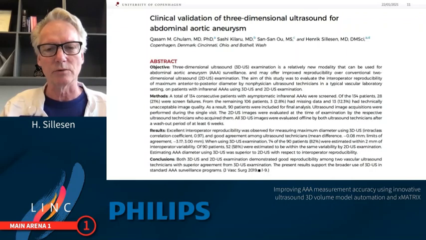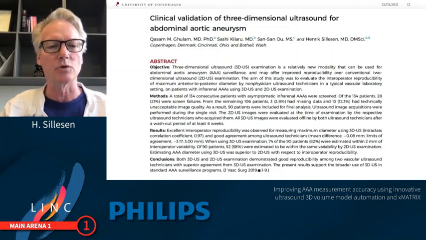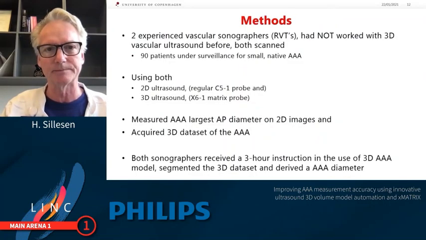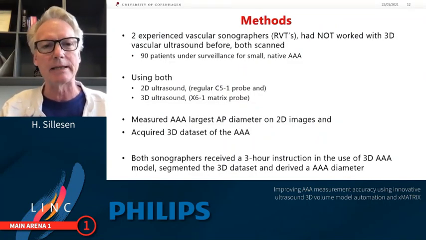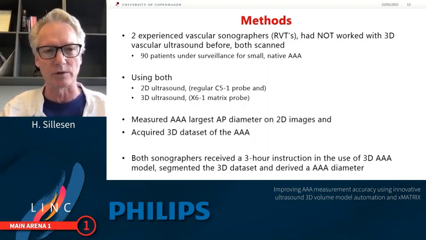So we went to Cincinnati into Shashi Kilaru's lab, where we found two very experienced registered vascular technicians who had never worked with 3D ultrasound. And they had a half-a-day course in using the 3D ultrasound, how to acquire data and how to measure it. And then they scanned 90 patients blinded from each other's results.